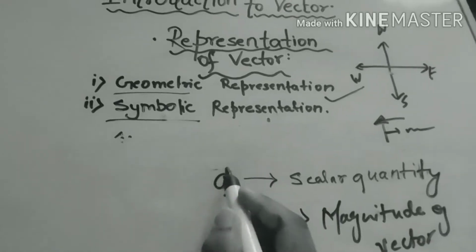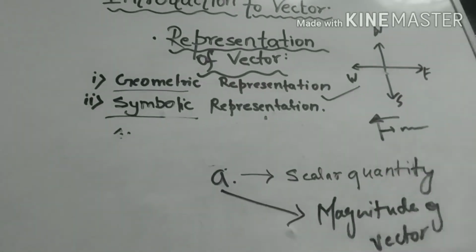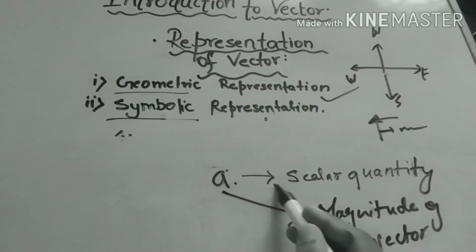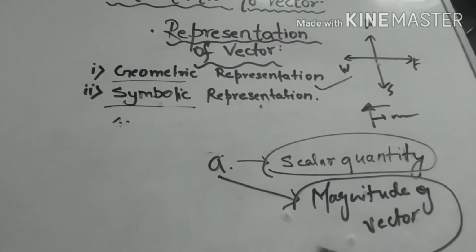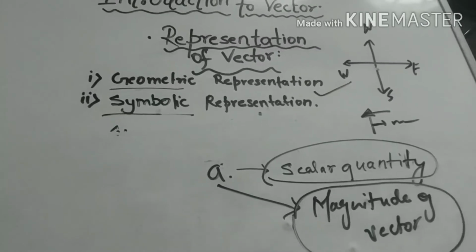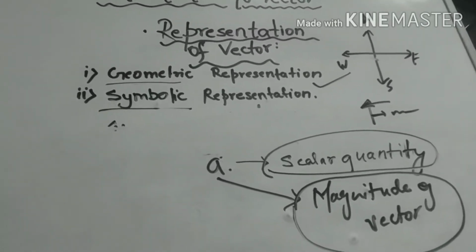When there is no head on a vector, on a variable, or on a symbol, this will indicate either that the symbol belongs to a scalar quantity, or that the symbol is used to denote the magnitude of a vector.